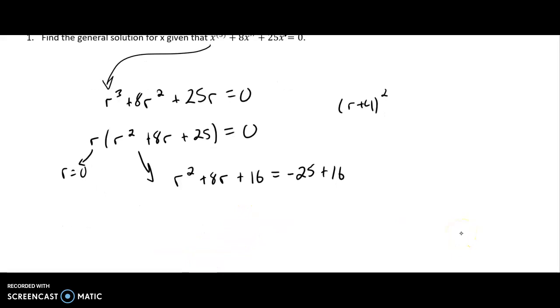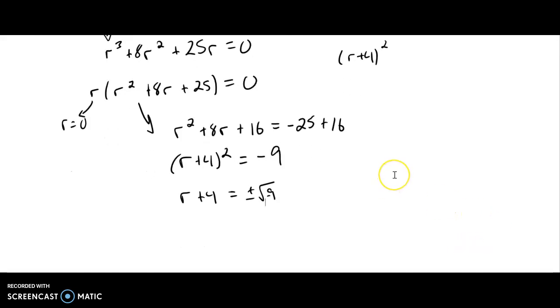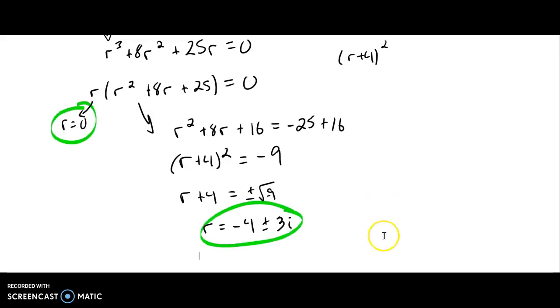So what does that give us? R plus 4 squared is what that factors to, equals, all right, this gives me a minus 9, which is nice because when I can square root it, I get r plus 4 is plus or minus root 9 with a negative. So the root of negative 9 is going to give plus or minus 3i. So that gives me r equals minus 4 plus or minus 3i. So remember, I had a couple different r's here. I had r equals 0, and then these two r's.